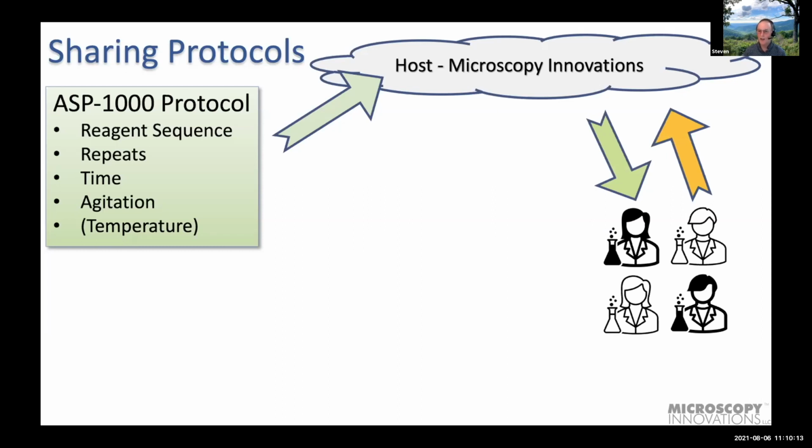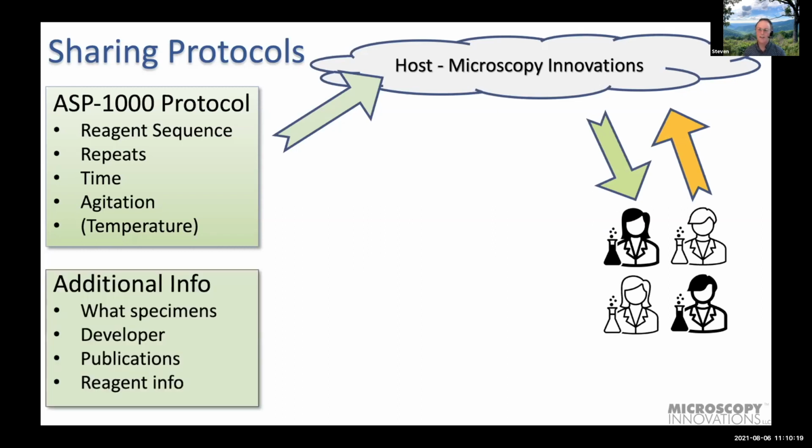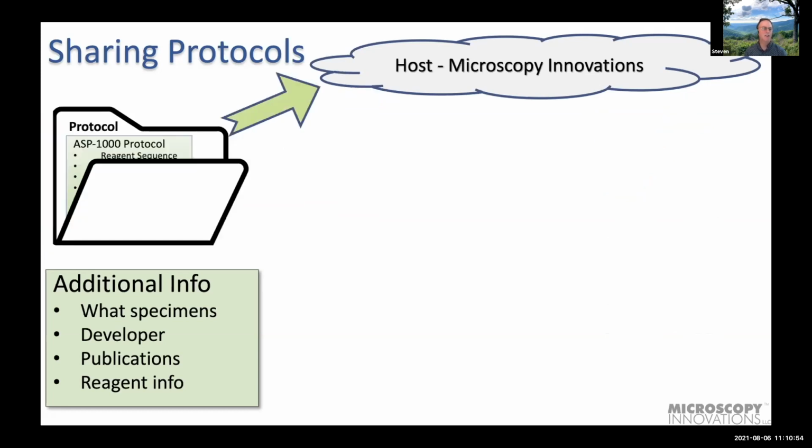But there's more to an EM prep protocol than just the reagent sequence as encoded in the protocol. So to facilitate cloud sharing, we want to also be able to share additional protocol data. Some of it's pretty obvious. What specimens is it good for? Who developed it? Who's used it? Are there any publications associated with this work? But the most complicated part of this is the reagent info. And as I pointed out earlier, people who are doing automated preparation spend most time on doing the setup, which largely consists of filling the reagent trays. So let's take a look at that.